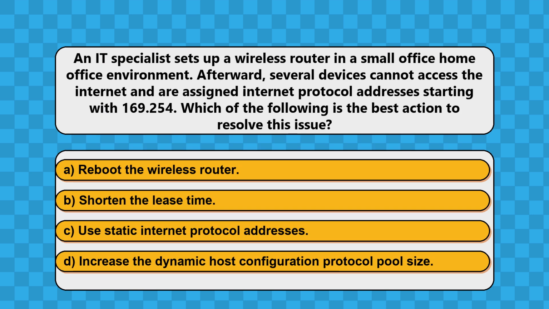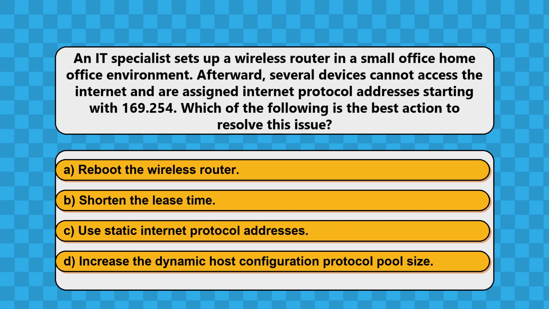Question 31. An IT specialist sets up a wireless router in a small home office environment. Afterward, several devices cannot access the Internet and are assigned Internet Protocol addresses starting with 169.254. Which of the following is the best action to resolve this issue?